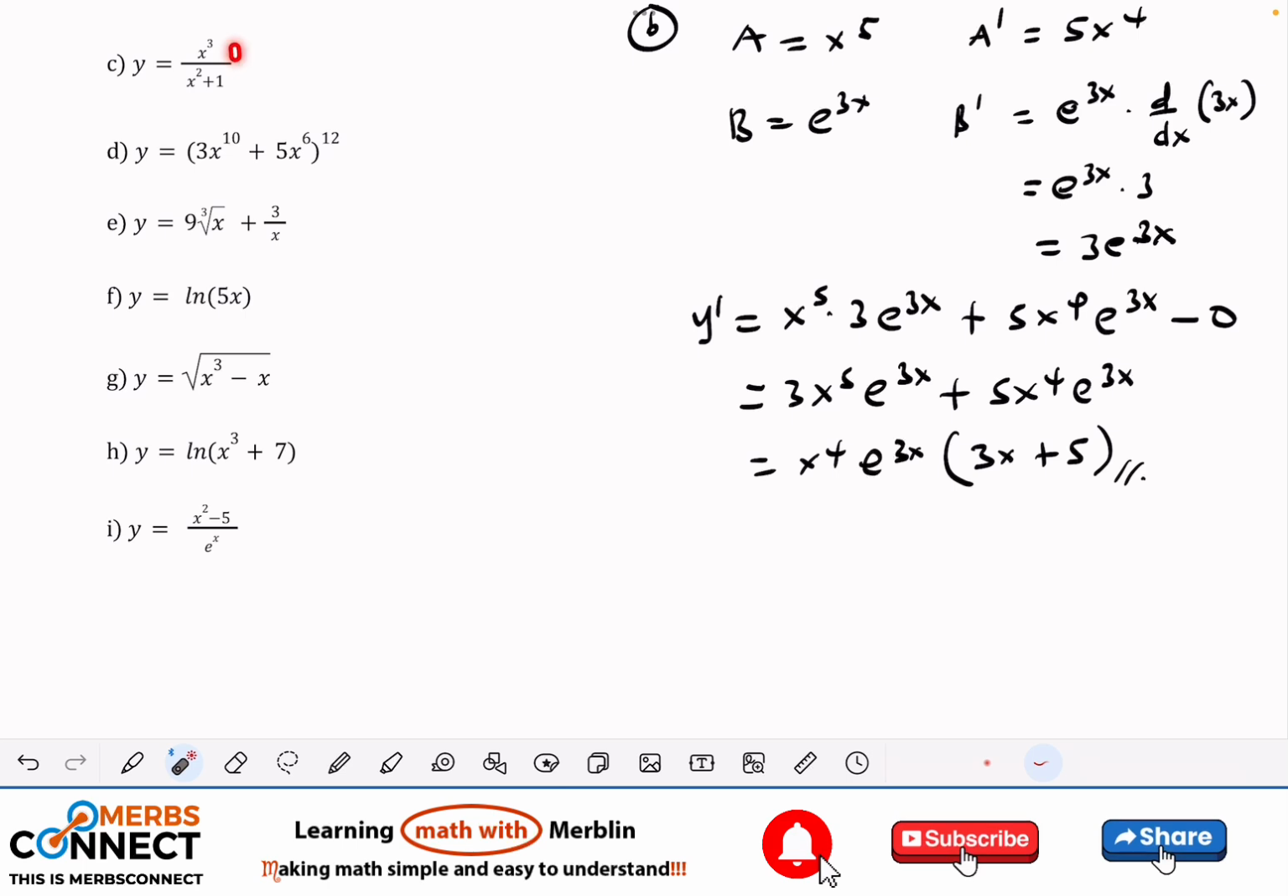All right, let's look at C. Here, we need to use the quotient rule.